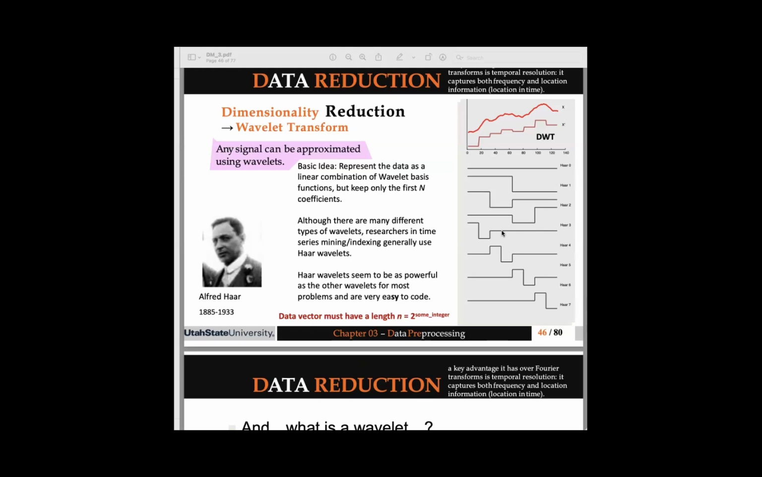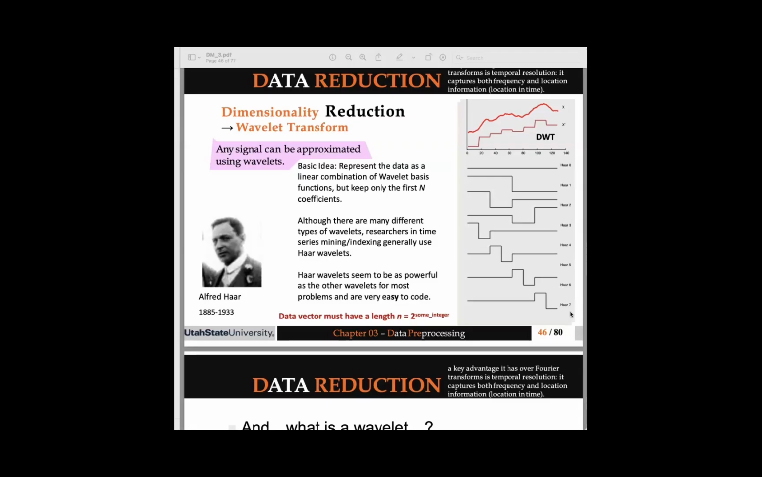The first one is the scale, and the scale controls two things: the frequency as well as the resolution. A large scale corresponds to a low frequency and coarse resolution, while a small scale corresponds to a high frequency and finer details, right? Which are happening at the very bottom over here of Haar 6 and Haar 7 in this case. So scale is the first parameter.